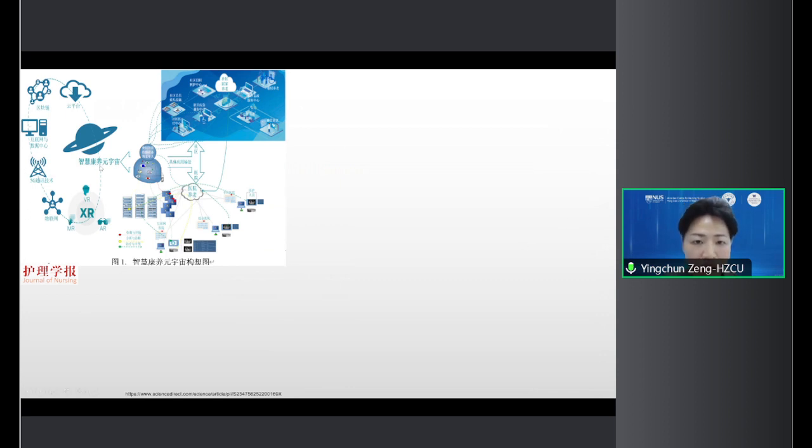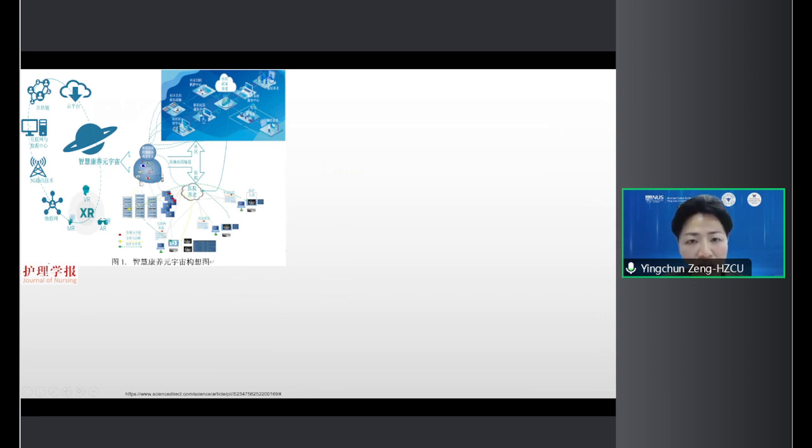For example, one of my review articles is published in a nursing journal, but this picture wasn't published, only my text. I really like this figure; I thought about it for a long time. This is how I think the metaverse can be used in elderly care, in smart health and elderly care. The key technologies for the metaverse include blockchain, cloud platform, internet, 5G communication technology, Internet of Things, and XR technology. These are all key technologies for the metaverse.